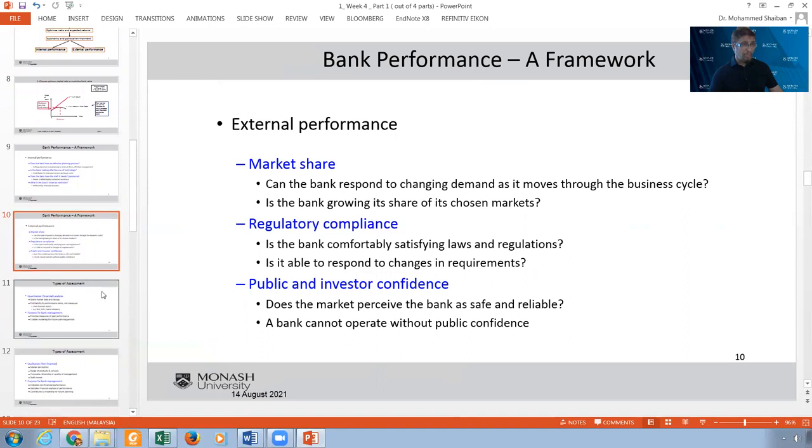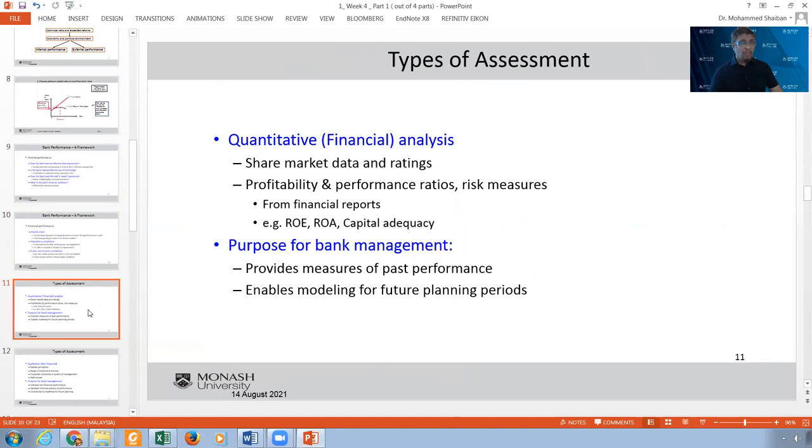So this is also the external performance. So now we are talking about internal and external within this framework. Now, if you look at it from a different perspective, whether you are talking about internal or external, you can divide it into quantitative and qualitative. So let me talk about the quantitative one, which is actually the financial analysis or the financial ratios.